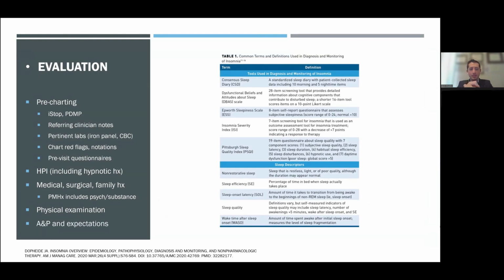So evaluation in the sleep medicine clinic looks at everything holistically. That's what we're supposed to do, that's our job. That's my job when you refer to me: to do things like iSTOP, PDMP, check the referring clinician notes, check pertinent labs, and ensure that there are no red flags or things that may be contributing to a situation where there's insomnia but also other issues going on. And we use pre-visit questionnaires. Questionnaires are extremely helpful to guide arriving at a proper diagnosis. They help orient the visit and they help redirect the patient towards why they're there. You are able to focus on the issue at hand.